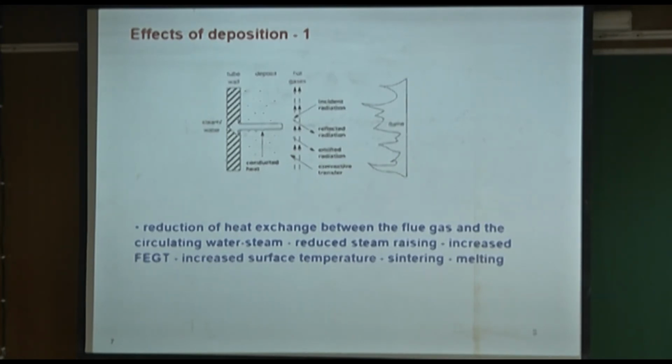And then as a result, if it increases the surface temperature, the particles tend to sinter. Eventually they will melt. That's natural.